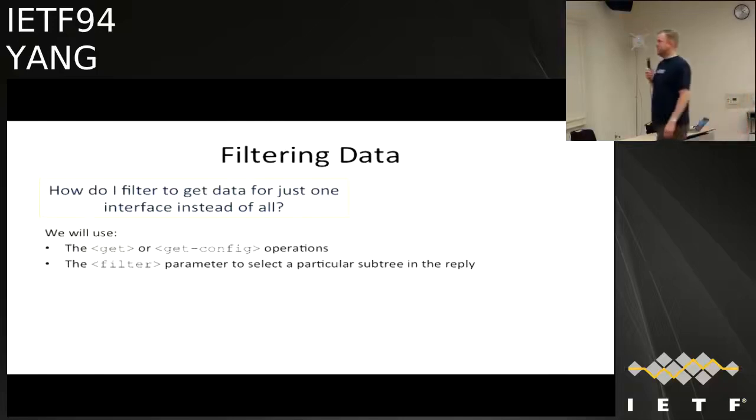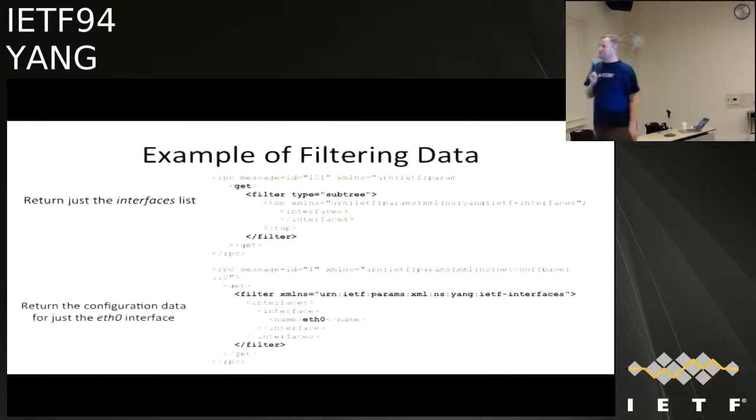So here we go. We send the following message because we want to see just the interfaces list. We have a get. We have the parameter filter type subtree. And what we're saying here is that we only want to see what's under interfaces. This is, if you like, the subtree criteria. I should probably make it into one element.